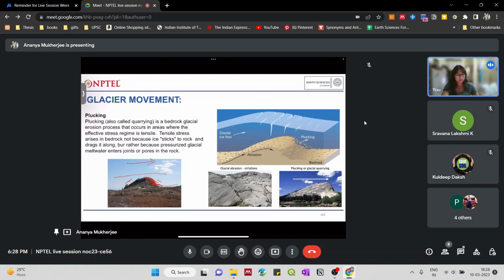You can see this abrasion in both basal slip movement as well as plucking movement. And you can see these roche moutonnées. These are erosional landforms that are created by the glacier movements. These are called roche moutonnées.